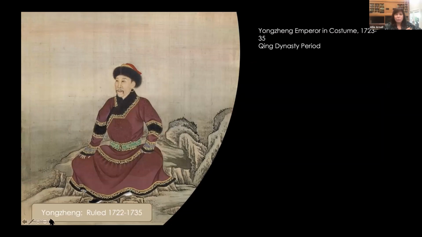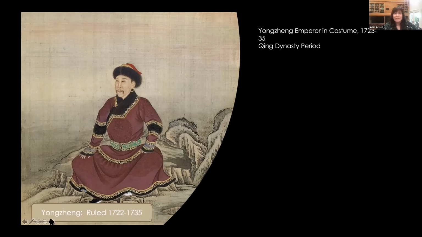The next ruler we're going to be looking at ruled for a shorter time than the other two, but he was so interested in ceramics of the past, and he was a scholar. And so we see during his time frame a kind of revitalization, looking back to the ceramics of earlier times. And so some of that production is quite amazing.